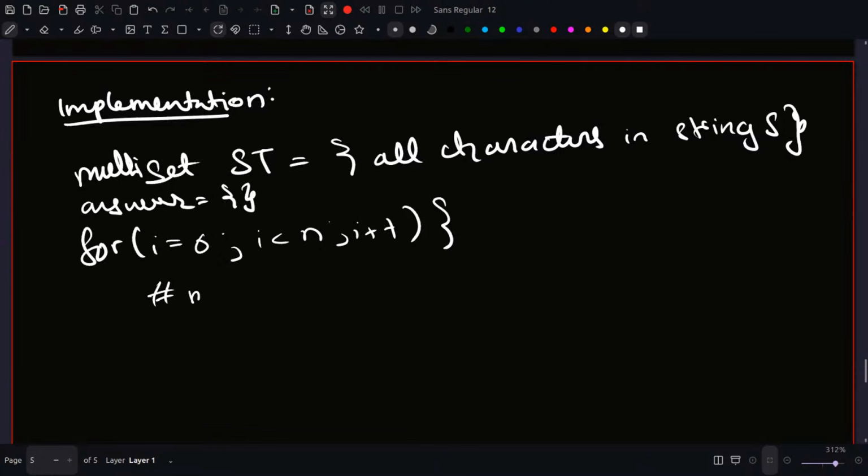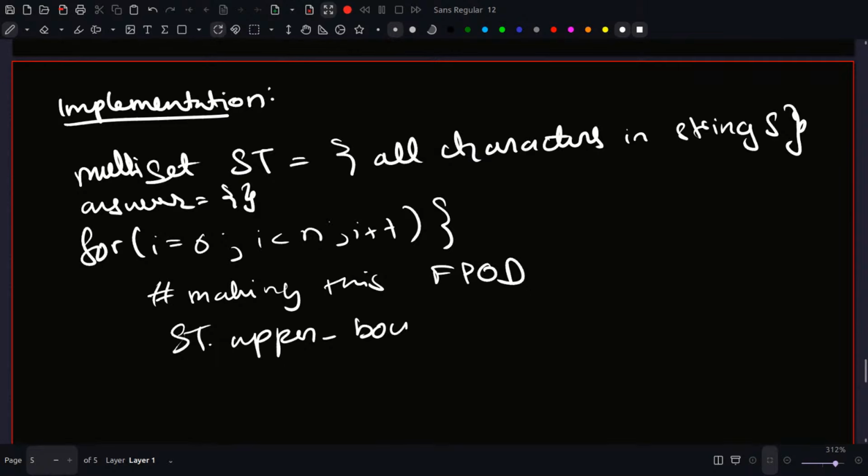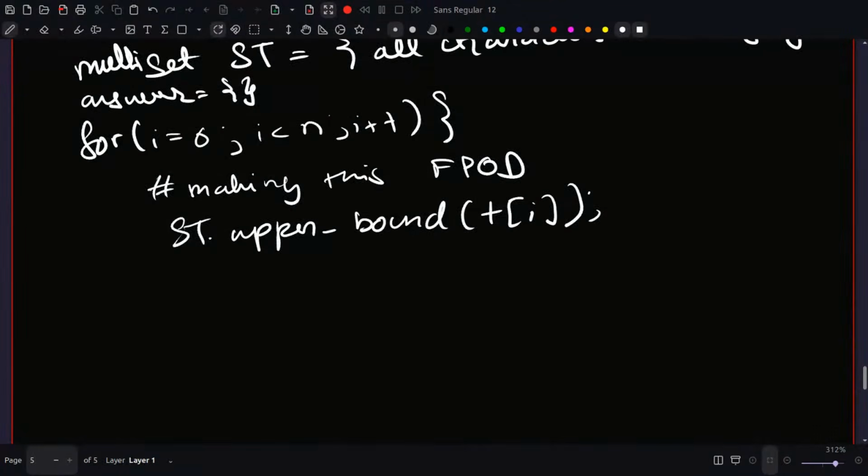First, we will try making this a first point of difference. So what we will say is we will find some upper bound in the set. We will say set dot upper bound for the given target, which is going to be T of I. Then also we'll have a prefix so far, the prefix of all the elements added so far.